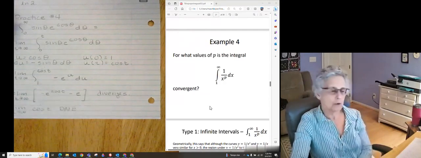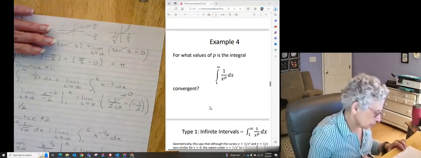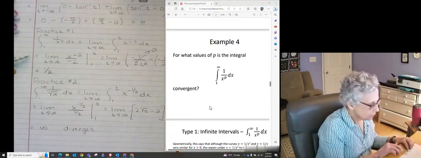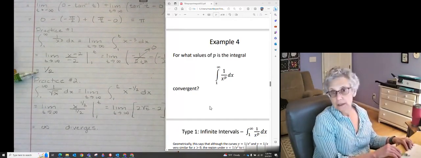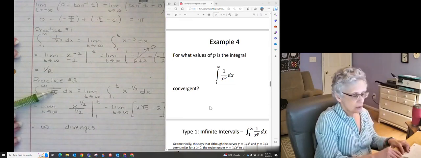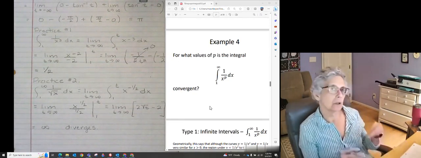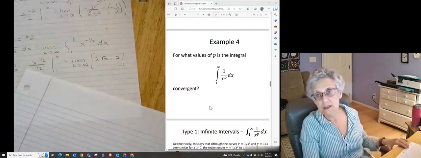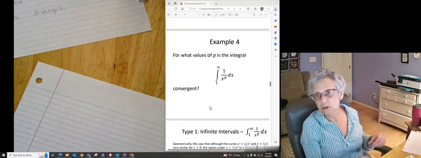Okay, so example 4 kind of refers us back to practice number 1 and 2 that we did here. We notice practice number 1, when we had x cubed in the denominator, we got a nice friendly answer. Practice number 2, when we had x to the 1/2 in the denominator, it diverged. So you can think about what you think the answer to this question is going to be. For what values of p is that integral convergent?